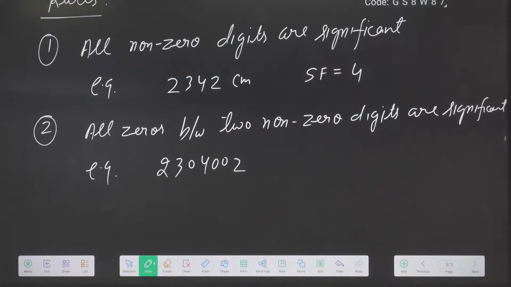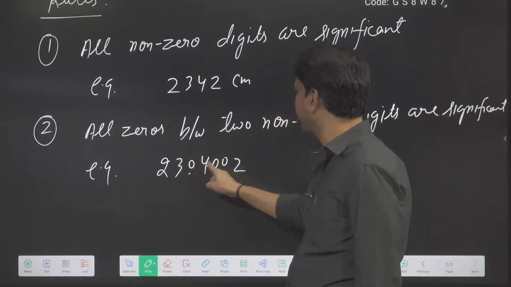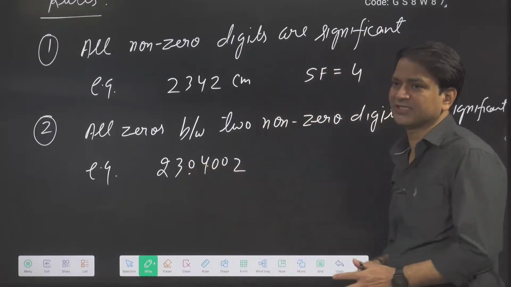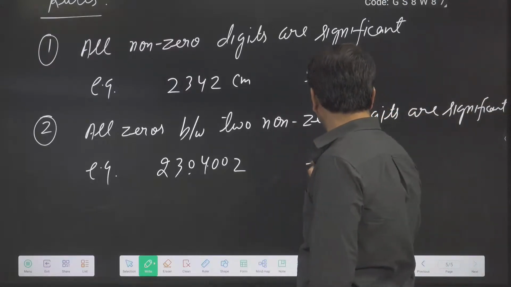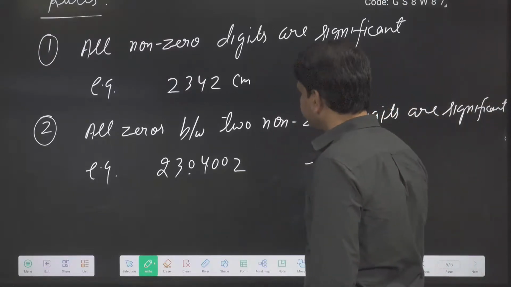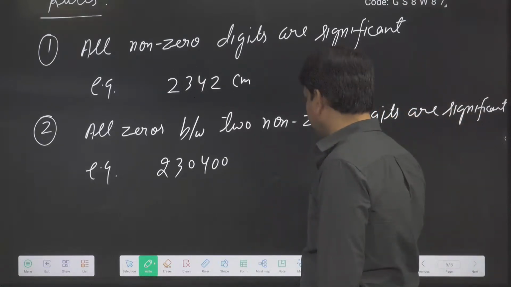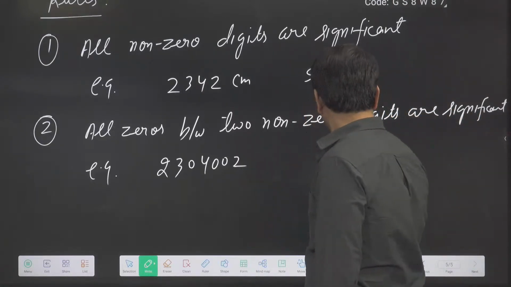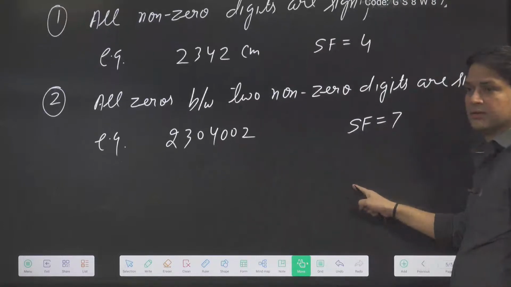Seven. Okay, so this zero is coming between 3 and 4. These two zeros are coming between 4 and 2. So all the zeros which are coming between two non-zero digits are significant. So what is the number of significant figures? I can say 7. This okay?